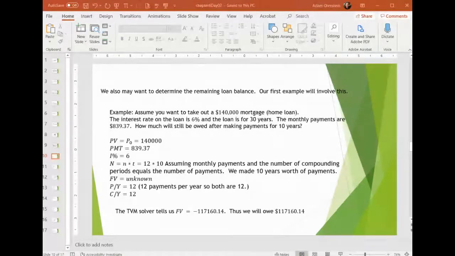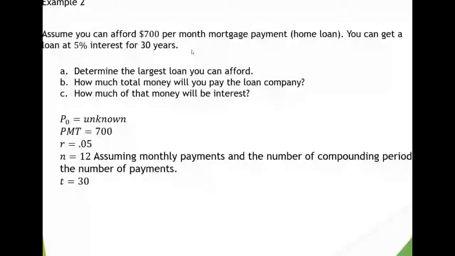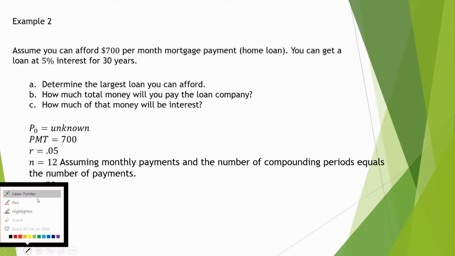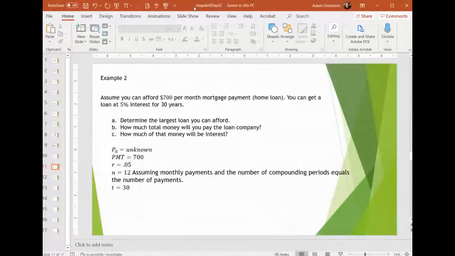So let's do another example. The next one is not terribly different, but it's a little bit different. Let's assume that somehow you planned out that you can afford to pay $700 a month.